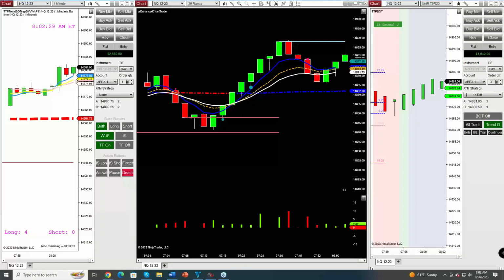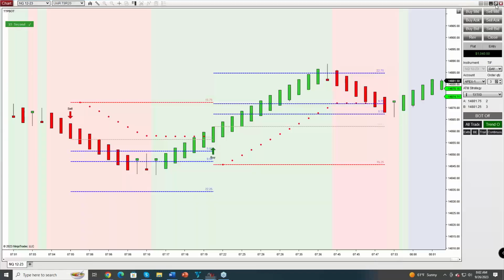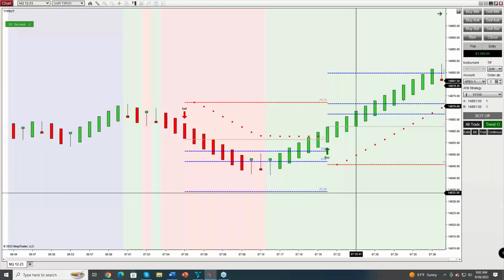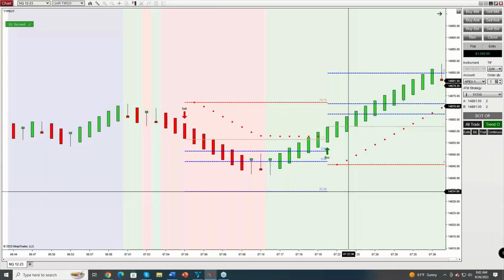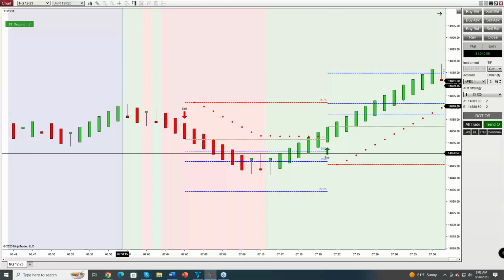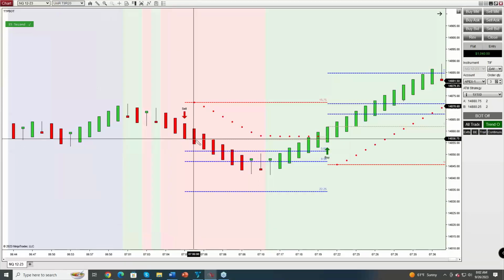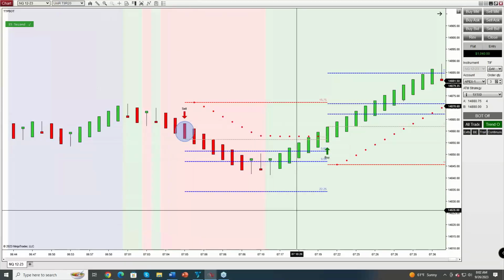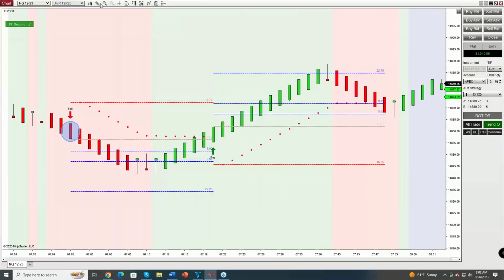Here is the original bot. It comes on at 7 o'clock. Here is the first trade, short. Second trade, long. 2 trades, 2 winners.